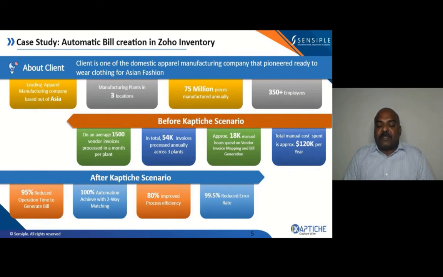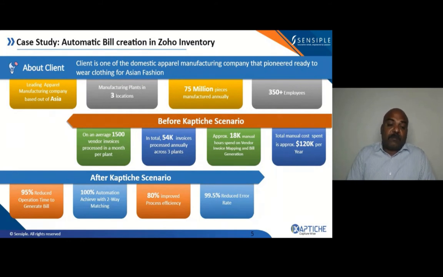So before Kaptiche, the scenario was, on average, 1,500 vendor invoices processed in a month per plant. That's a lot. And in total, across three different plants, a total of 54,000 invoices were processed every year. They were taking approximately 20 minutes to process on average. Some invoices can be big and some can be small, but on average they were spending 20 minutes to type all this information into Zoho Inventory.